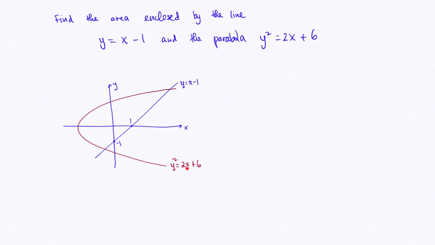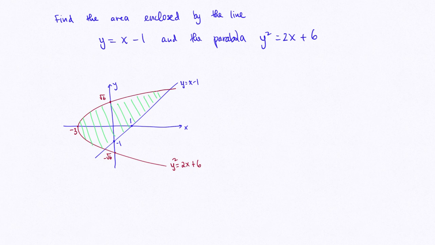This parabola has y-intercepts when x equals 0. When x equals 0, y is plus or minus the square root of 6. These are the two y-intercepts. And when y equals 0, x is minus 3. The region bounded by the two curves is shaded. We're interested in the area enclosed by the two curves.